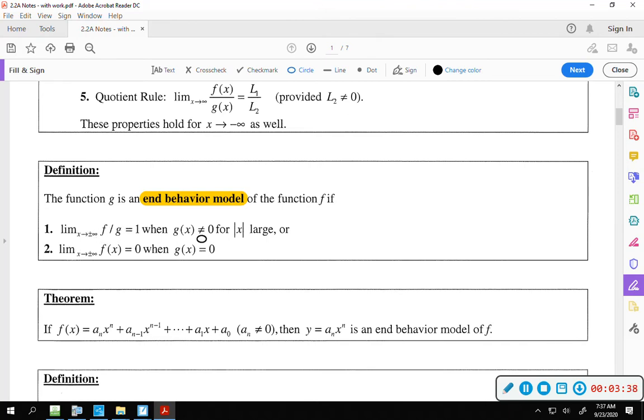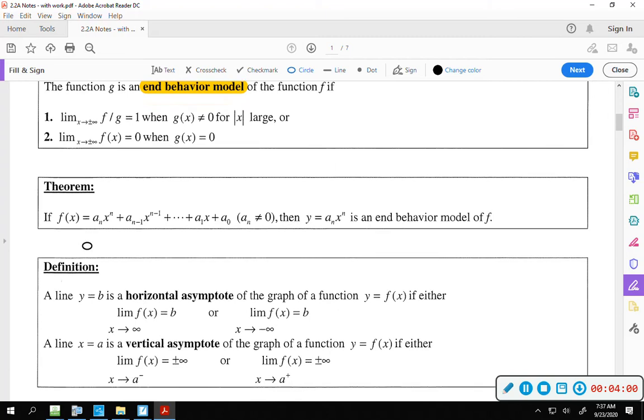This says the limit as x approaches plus or minus infinity of f of x over g of x equals 1, when g of x is not equal to 0, obviously, for absolute value of x large, or the limit as x approaches plus or minus infinity goes to 0 when g of x equals 0. I would not worry too much about this right here. This theorem is going to be important though.